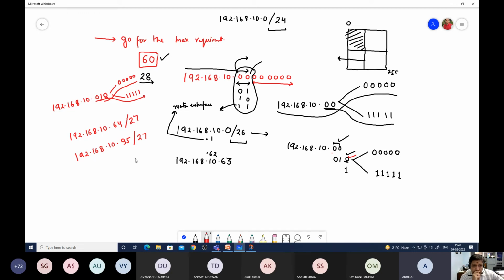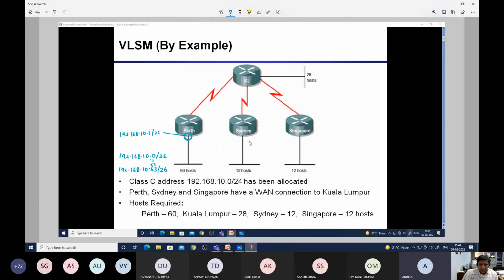Okay to everybody? Say yes or no. Anybody? Yes, sir. Okay. And now from .65 to .94 will be the host IDs, and .65 will be assigned to the interface. See here? Here the second subnet is 192.168.10.64/27. Broadcast address is 95/27, and the interface IP is 192.168.10.65.